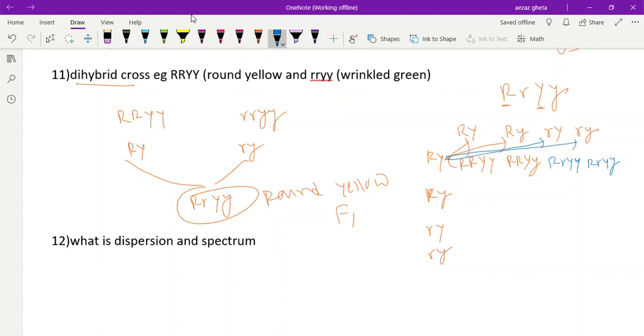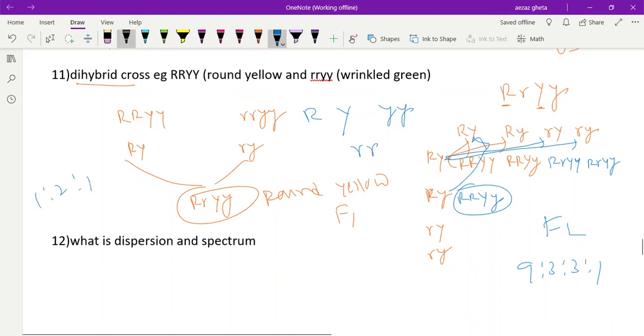Like this we should continue. First is capital R, capital R, capital Y, small y. This is round yellow: one capital R means round, and one capital Y means yellow. For green, both small y are required, and for wrinkled, both small r are required. This is very important. This is the F2 generation, and the ratio will be 9:3:3:1. In the F1 generation, all the plants are round yellow. This is for the dihybrid cross. For a monohybrid cross, the ratio is 1:2:1. You should know that.